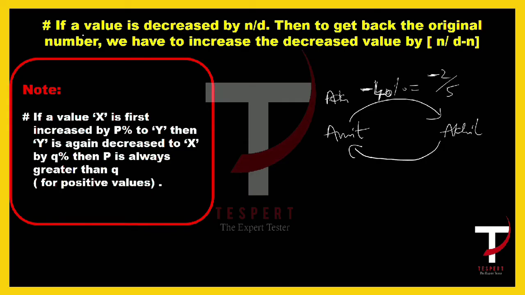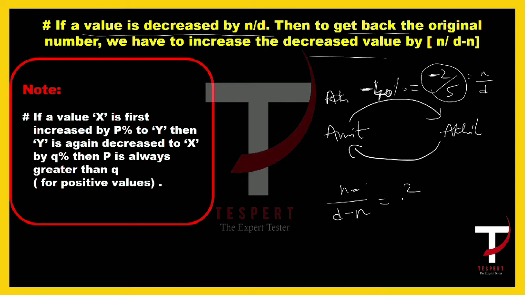So here we can see, if a value is decreased by n by d, n by d means 2 by 5. Then to get back to the original value, we have to increase the decreased value by n by d minus n. So 2 by 5 must become 2 by (5 minus 2).